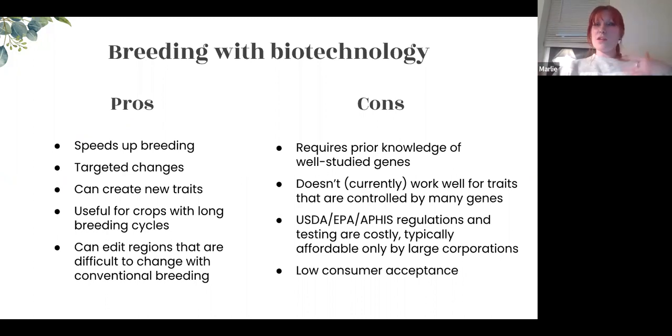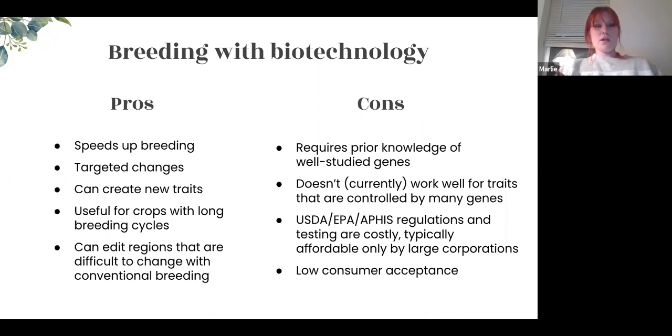We can also create new traits in this, where we're taking a trait from maybe another plant species, like with the American chestnut GMO crop plants, and putting it into another species. So these are traits that we may never have had, or would have had to wait a long time for natural mutations to occur to get the trait we want. Very important, again, with speeding up very long breeding cycle crops like apples and other fruit trees.